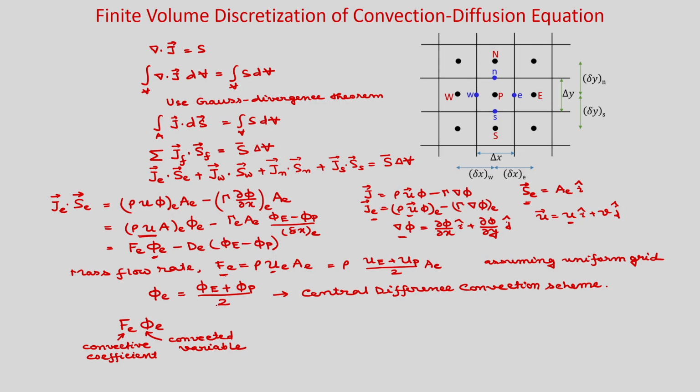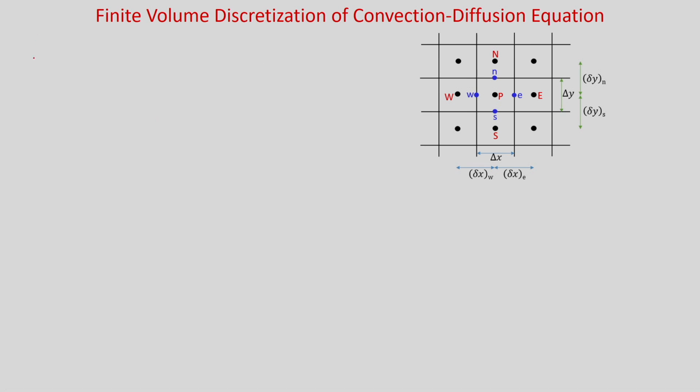So, now if you use that central difference convection scheme, phi_e is equal to phi_E plus phi_P divided by 2 for a uniform grid. Okay. Then what you can write now for J_e dot A_C, let us write down. J_e dot A_C, now we can write F_e by 2, then we have the average value phi_E plus phi_P, minus D_e, the diffusion term, phi_E minus phi_P.